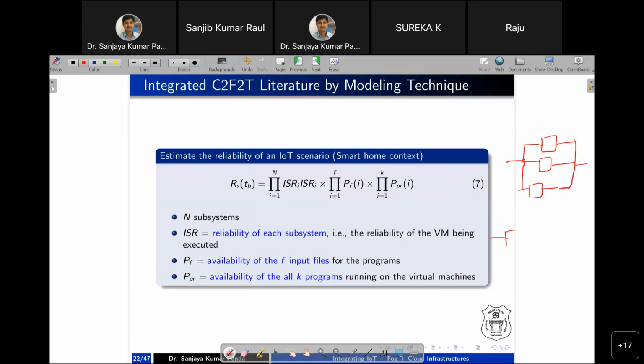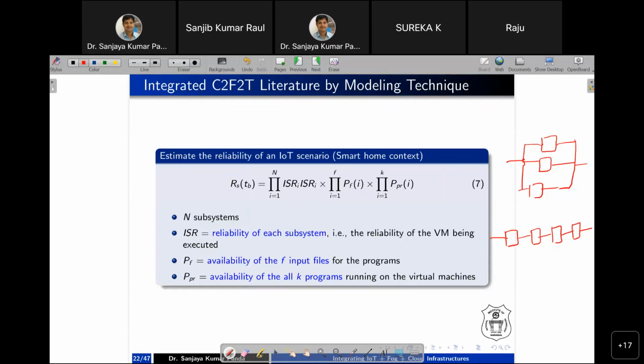In some cases, we consider N subsystems that are connected using series. So here, in the first term, we are taking N number of subsystems. We are calculating the product of that, which is represented as pi. That is the reliability of each subsystem. You have to find the reliability of the first component, second component, third component. And based upon that, you can say it is the reliability of the whole system.